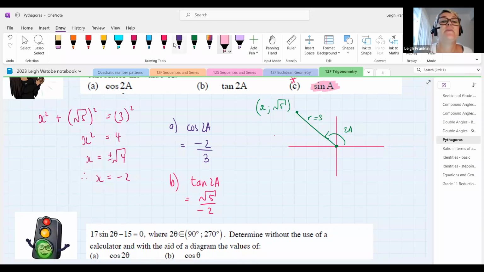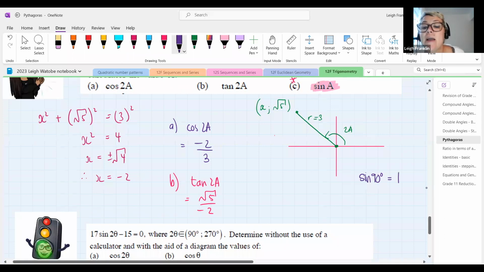Let's just think about something that you know, matrix. If I ask you for the sine of 90 degrees, what is the sine of 90 equal to? Can anybody tell me what the sine of 90 is equal to? It's equal to 1. Absolutely. Now, if I halve the angle, so now I'm going to talk about the sine of 45 degrees. What's the sine of 45 equal to? The sine of 45 is root 2 over 2.